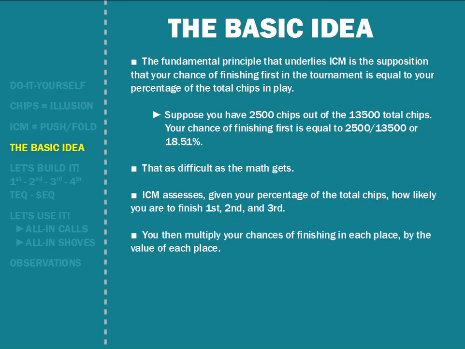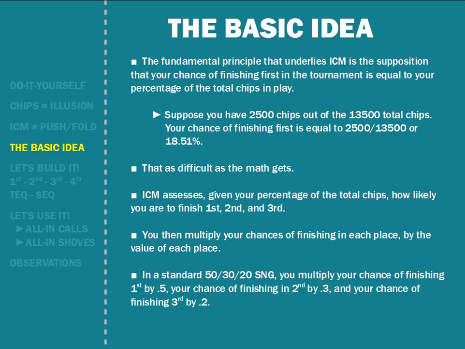And then what you do is you multiply your chances of finishing in each of those places by the value of each place. And what is the value of each place? Well, the value of each place is going to depend on the payout structure of the game, right? So in a standard 50, 30, 20 sit and go, where first place pays 50%, second place 30%, and third place 20%, you multiply your chance of finishing first by what?